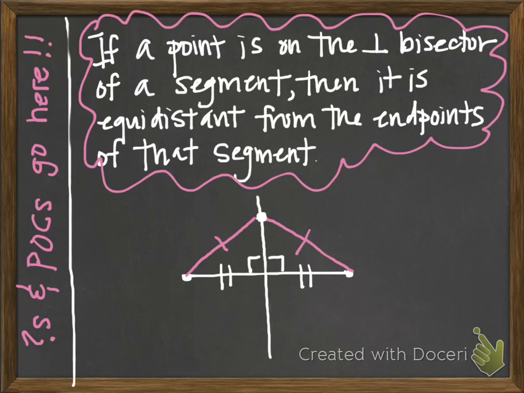Hey, I could pick another point on there. Maybe I pick this point, or this point, or this point. These are all going to be equidistant from the endpoints because they all fall on the perpendicular bisector of this segment. Okay, kind of looks like a football. It's pretty cool.